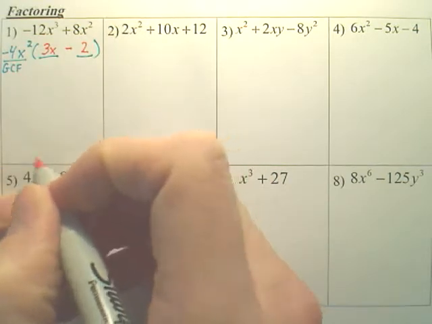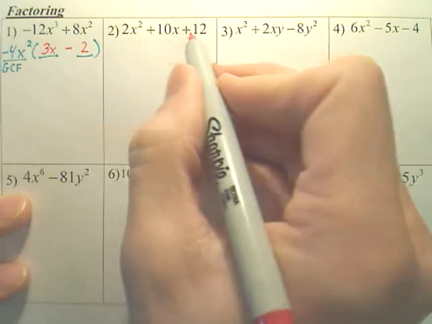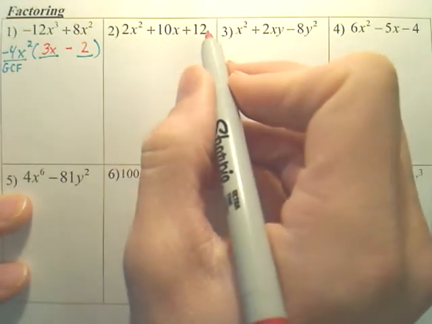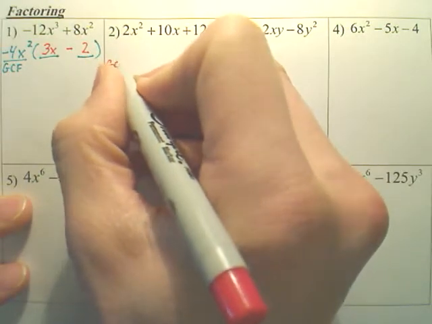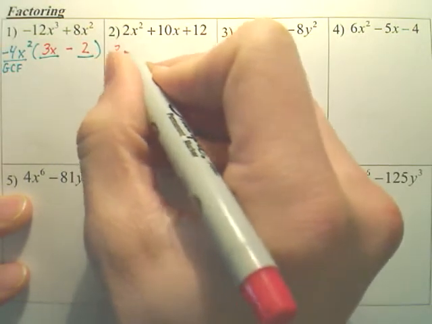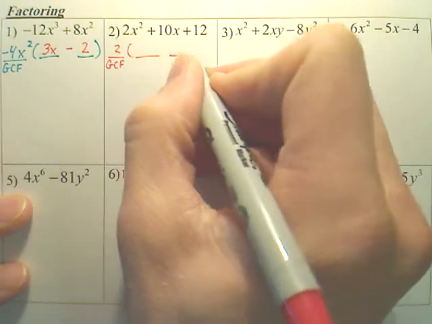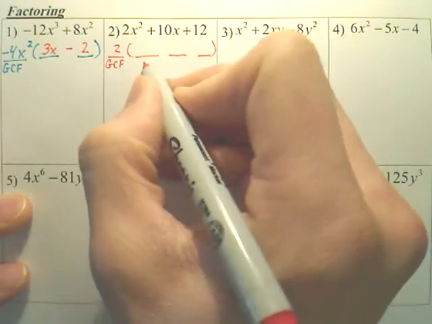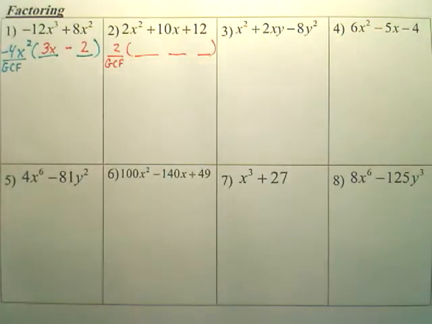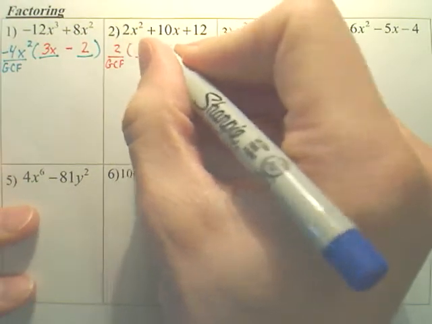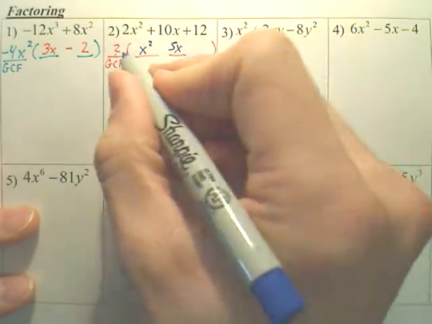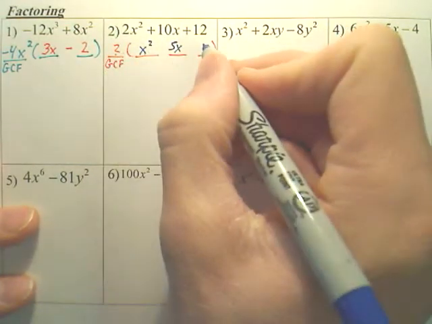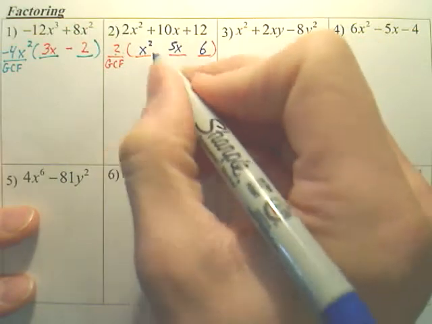Sometimes you pull out a greatest common factor and keep going. For instance, here, is there a GCF? Yes. Your GCF here is 2. When I pull a 2 out, what's left? Well, wouldn't this be x squared? 2 times x squared is this. 2 times 5x is this. And 2 times 6 is this.